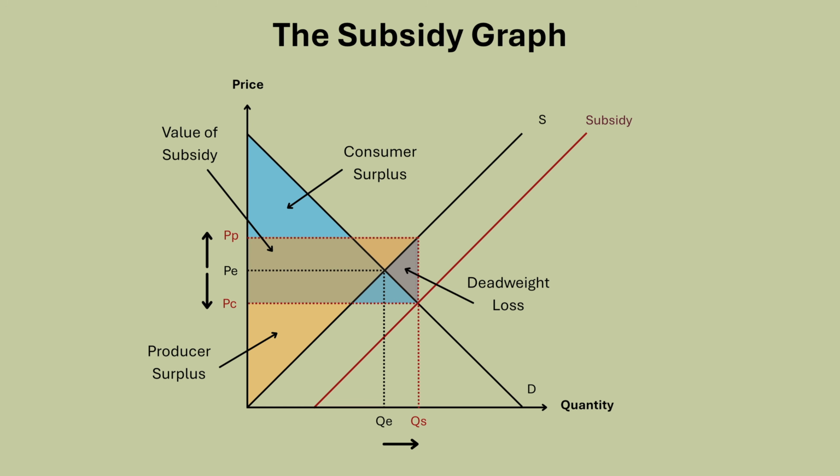You can see that this little triangle here isn't being covered by the producer or the consumer surplus, but it is being paid for by the government. So it is potential value that isn't being utilised, so it is deadweight loss. Alright, and that's the subsidy graph.